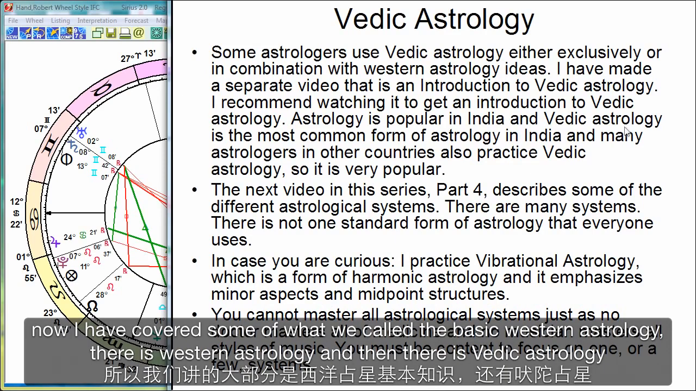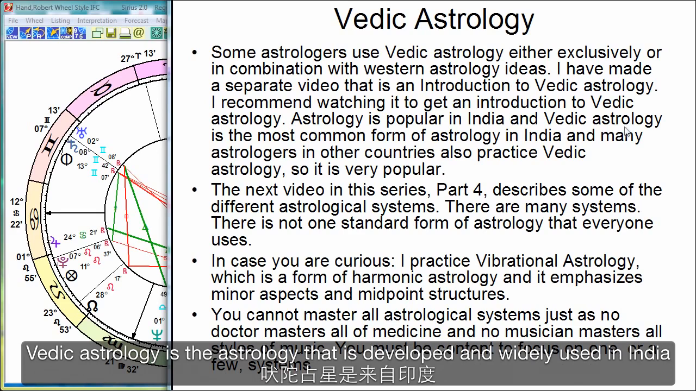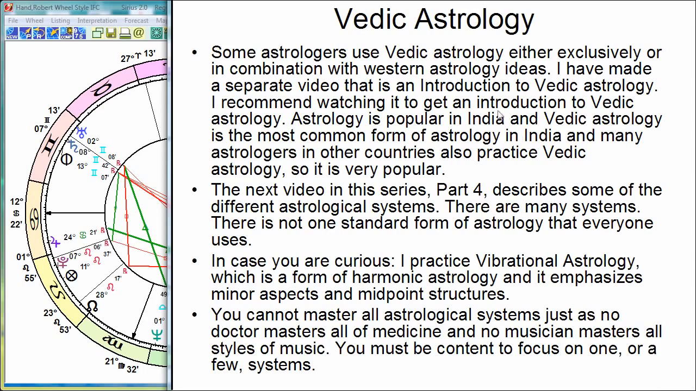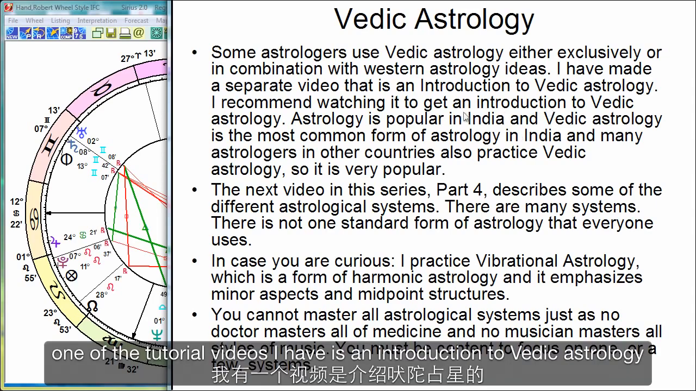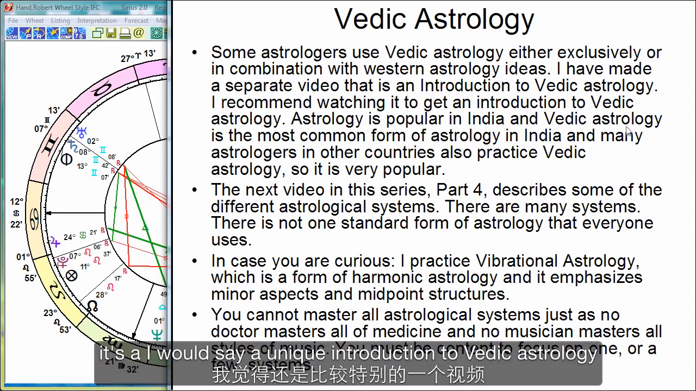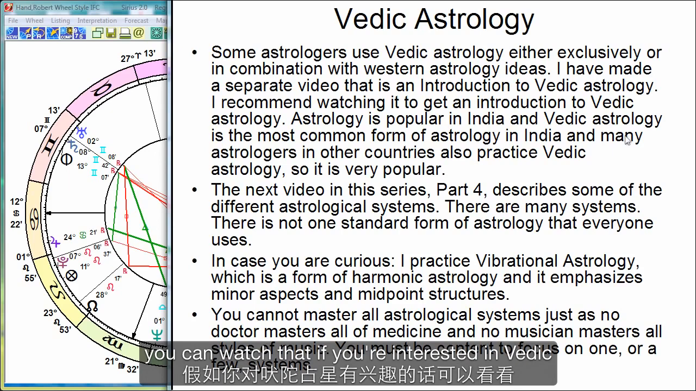Now, I've gone over some of the basics of what we call Western astrology. There's Western astrology, and then there's Vedic astrology. Vedic astrology is astrology that is developed and widely used in India. One of the tutorial videos I have is an introduction to Vedic astrology. It's, I would say, a unique introduction to Vedic astrology. You can watch that if you're interested in Vedic.